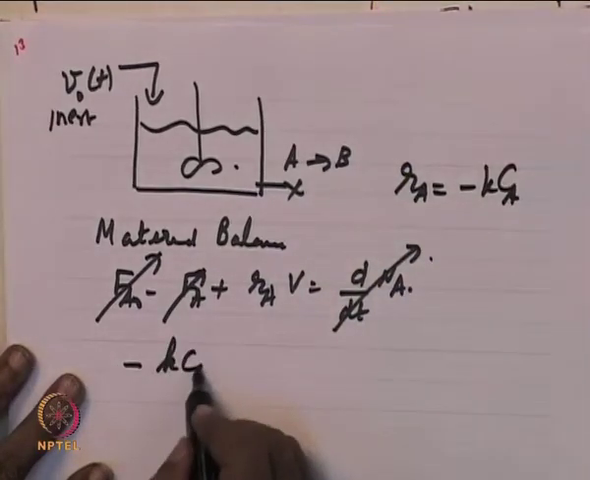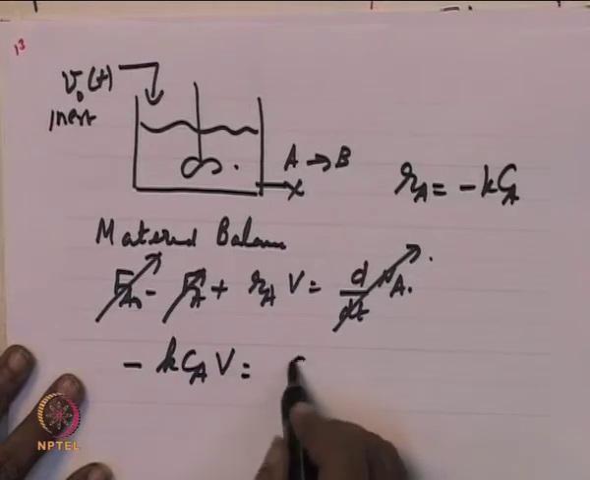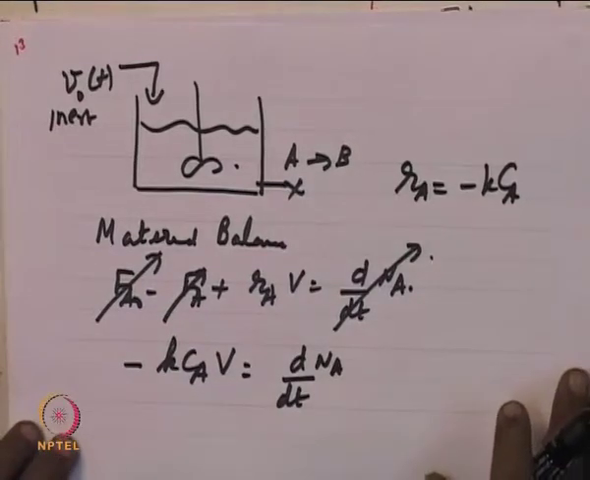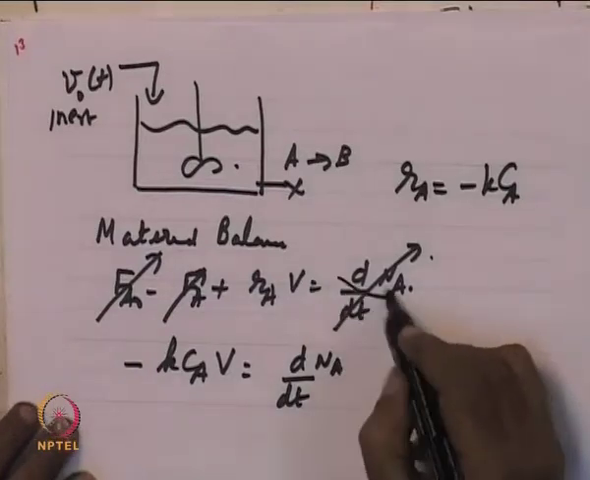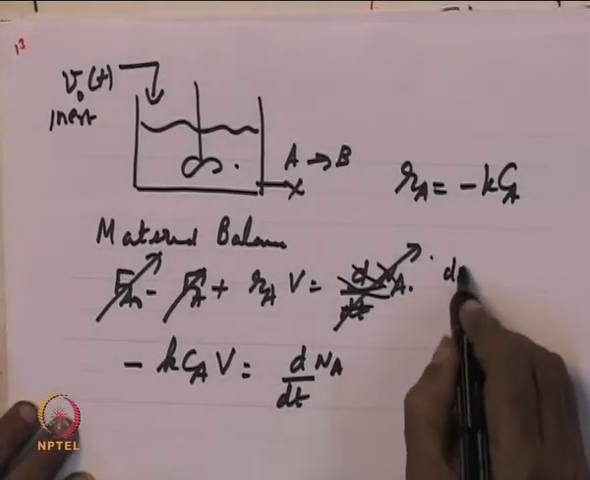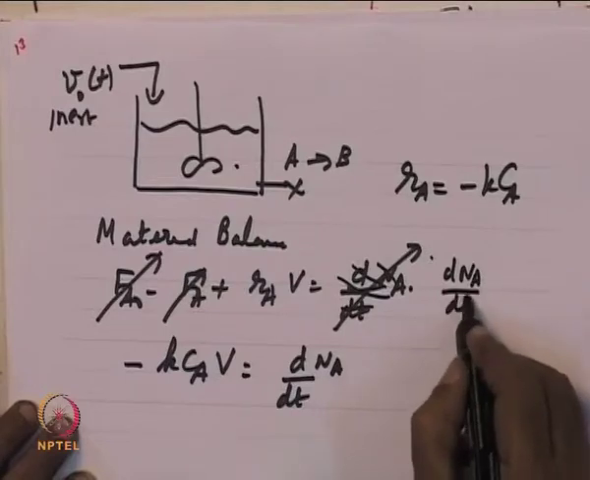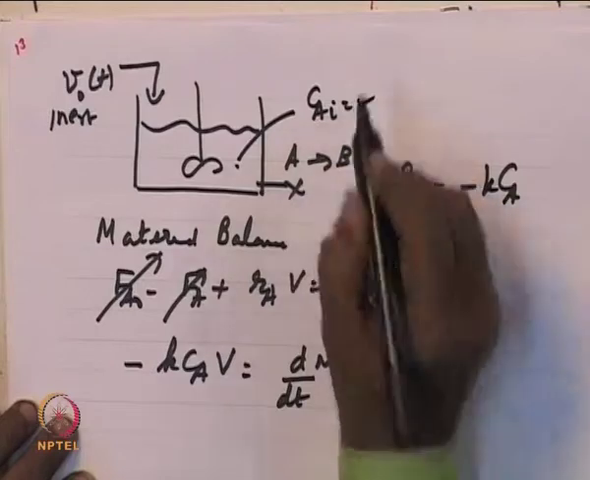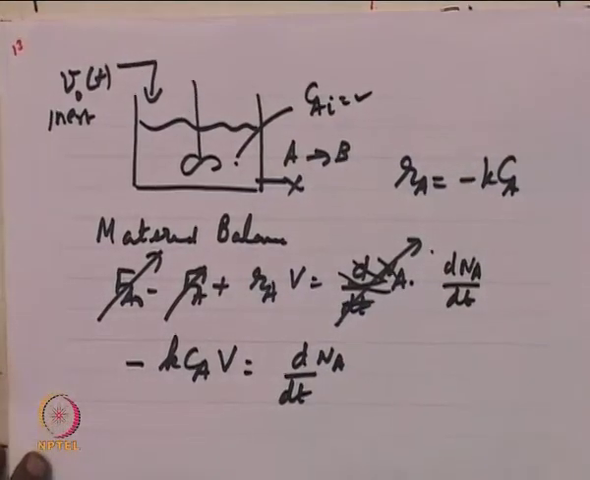So, it is minus K C A times V equal to d by dt of N A. I am sorry, is that clear what I am saying? I deleted this term by mistake. This is not the case; there is d N A by dt. That means initially you are putting so much of C A I here, that is getting reacted.